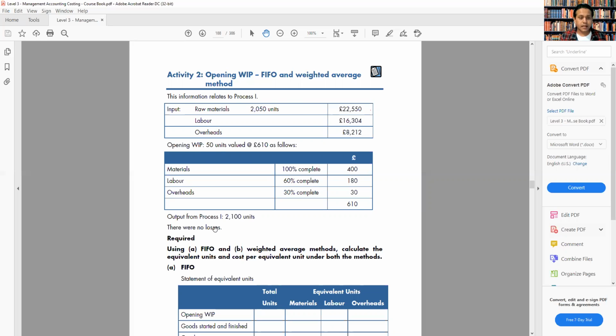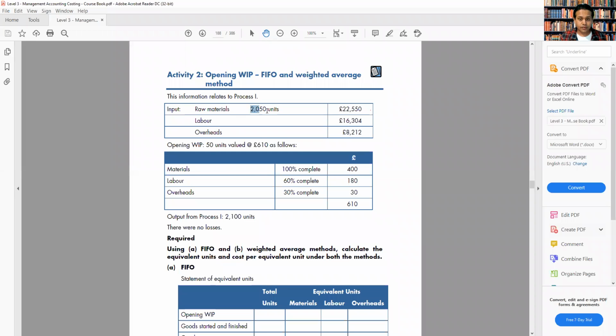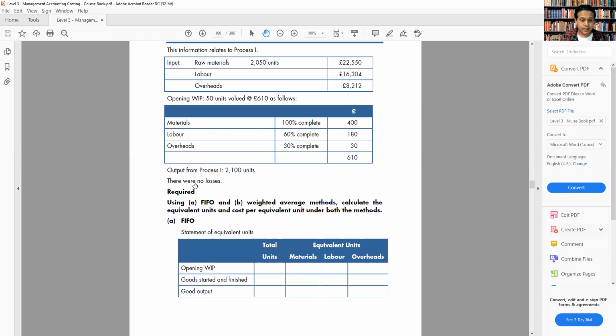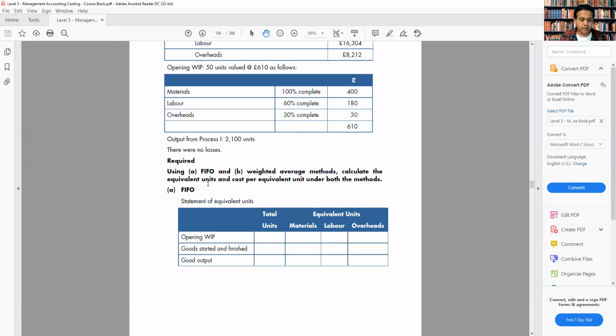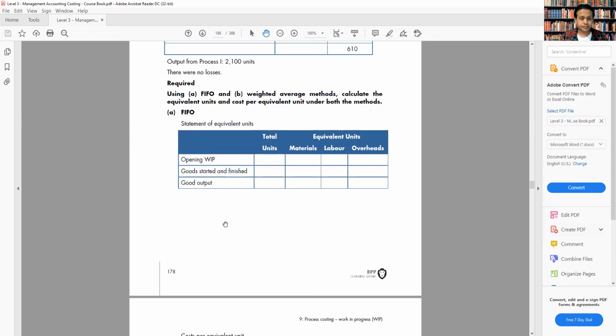That's fine. Output is 2100 unit. So 2050 plus 50, that will give you 2100 unit. There were no losses. So in this question, there is no loss. So let's have a look. What is the requirement? We have two requirements. The first one is for the FIFO and the next one is for the AVCO. So let's have a look at the FIFO one. How can we do the FIFO one?